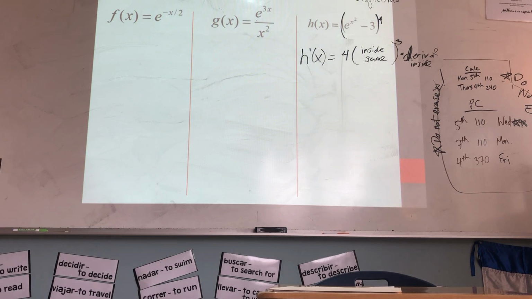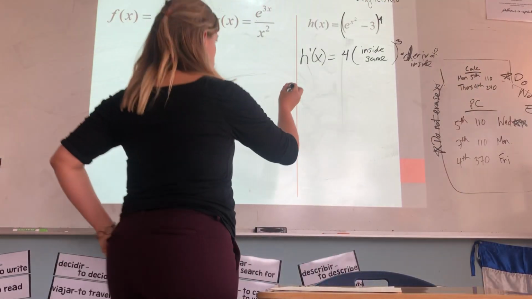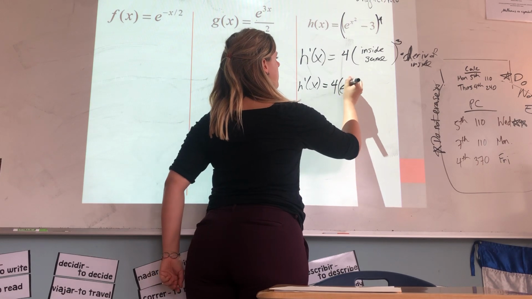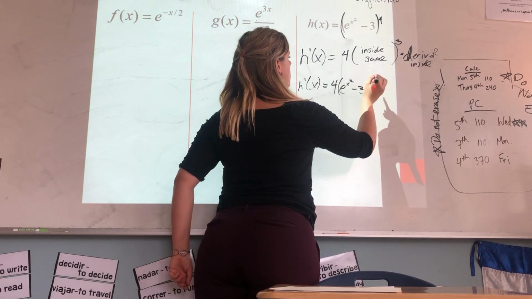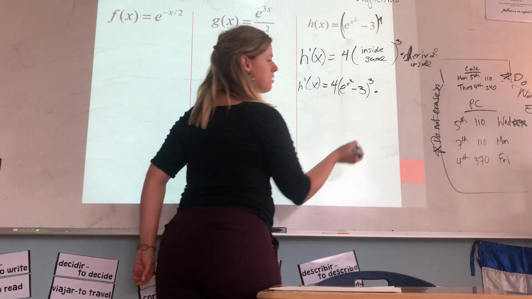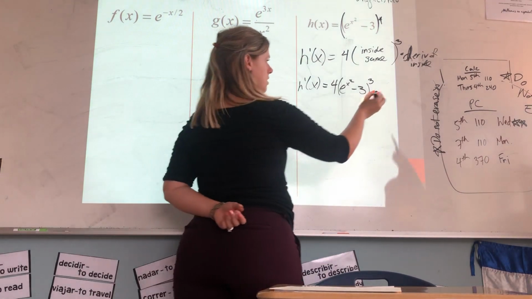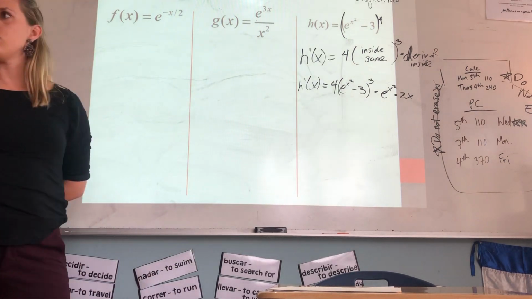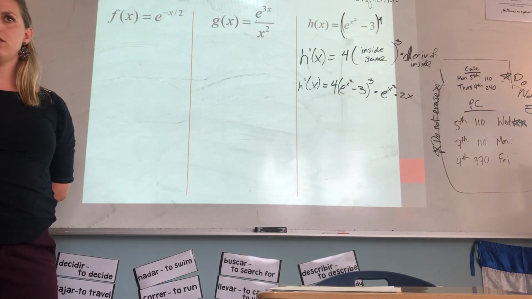Okay, let's do it together. h prime of x is 4, inside stays the same, e to the x squared minus 3 to the third, times the derivative of the inside, which is e to the x squared times 2x. That is my answer. I'm going to put all my coefficients up front, but that's my answer.